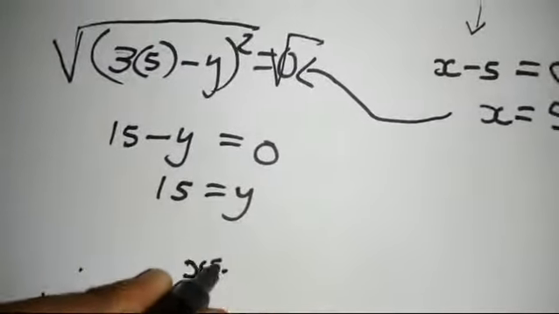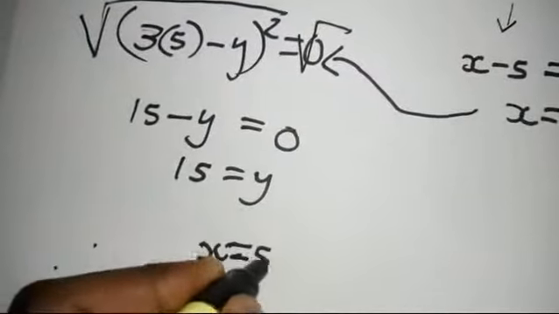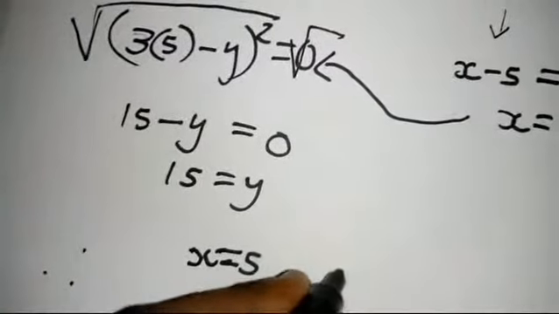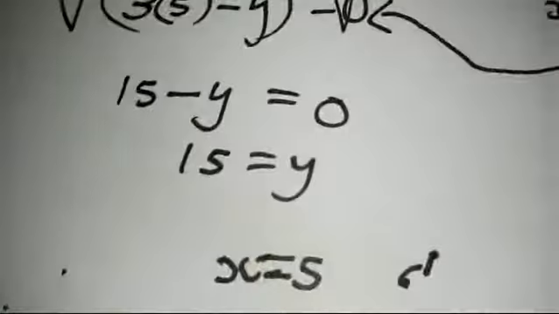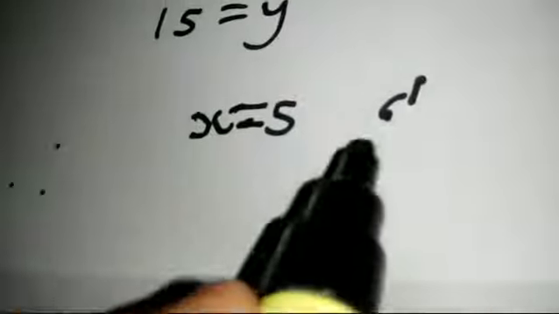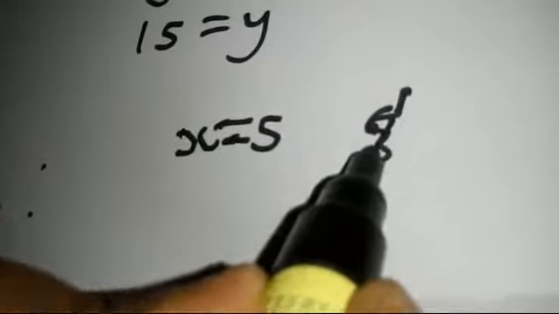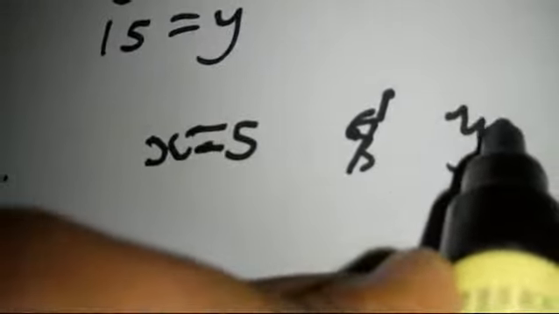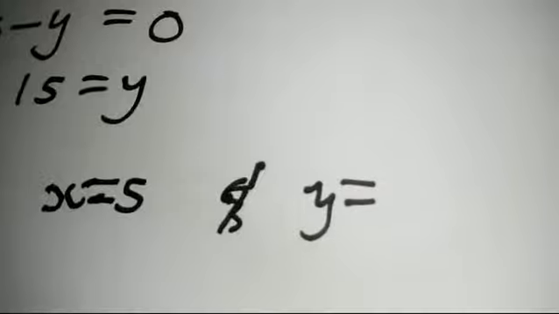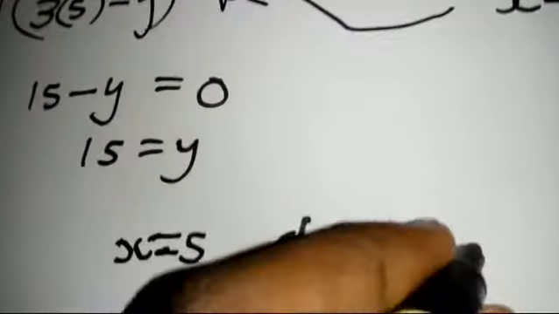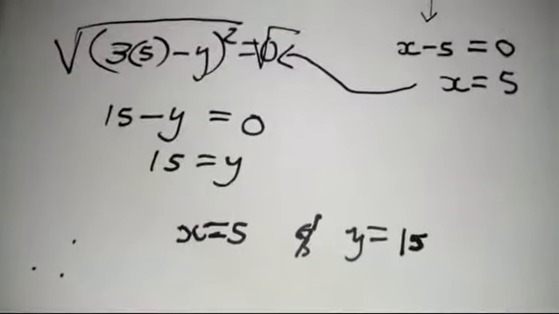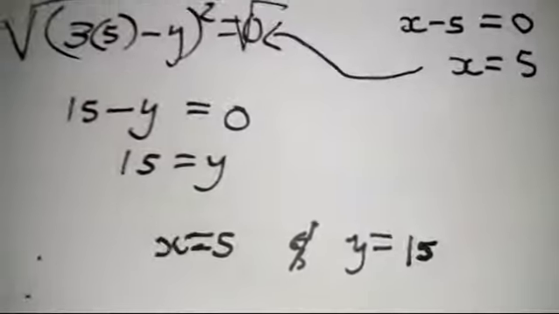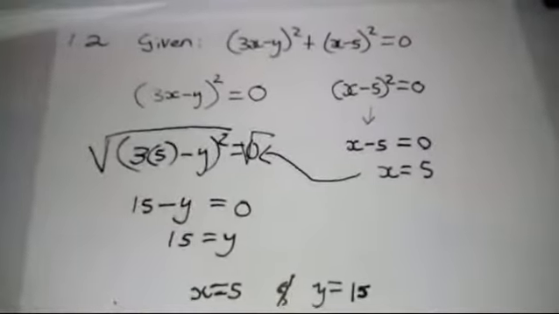Therefore, you have your solutions. x is equals to 5 and y is equals to 15. That will be all for this question. We'll be moving on to the next one.